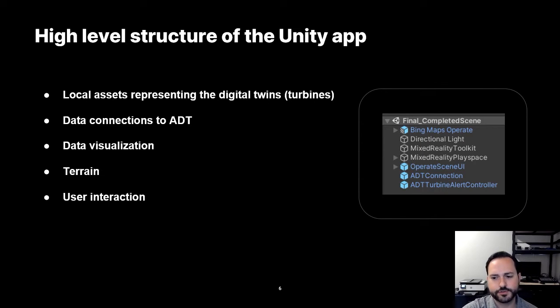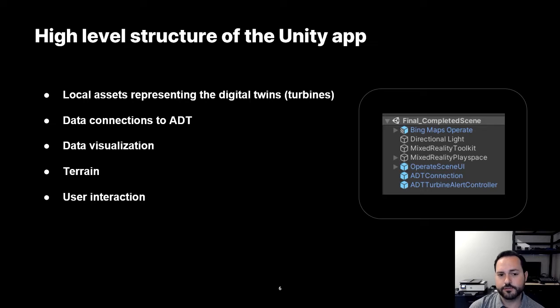I'd like to talk now about the structure of the Unity app. The things you see here in the screenshot are the objects that we have in our scene. This contains the local assets representing the digital twins. Our wind turbines are 3D models, which have been enhanced with some behavior for receiving and reacting to the data coming in from ADT. There are also the objects that handle the connection to ADT. You have to configure the object to be able to identify yourself to the digital twin and be able to request data from it.